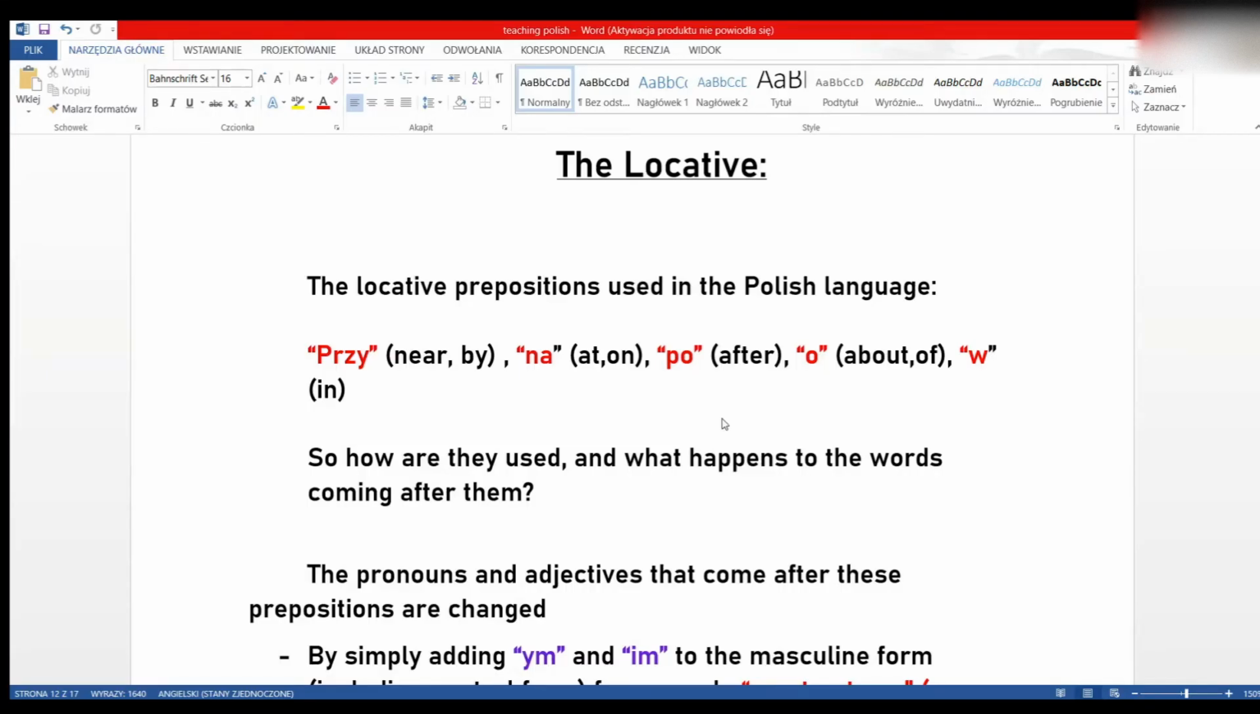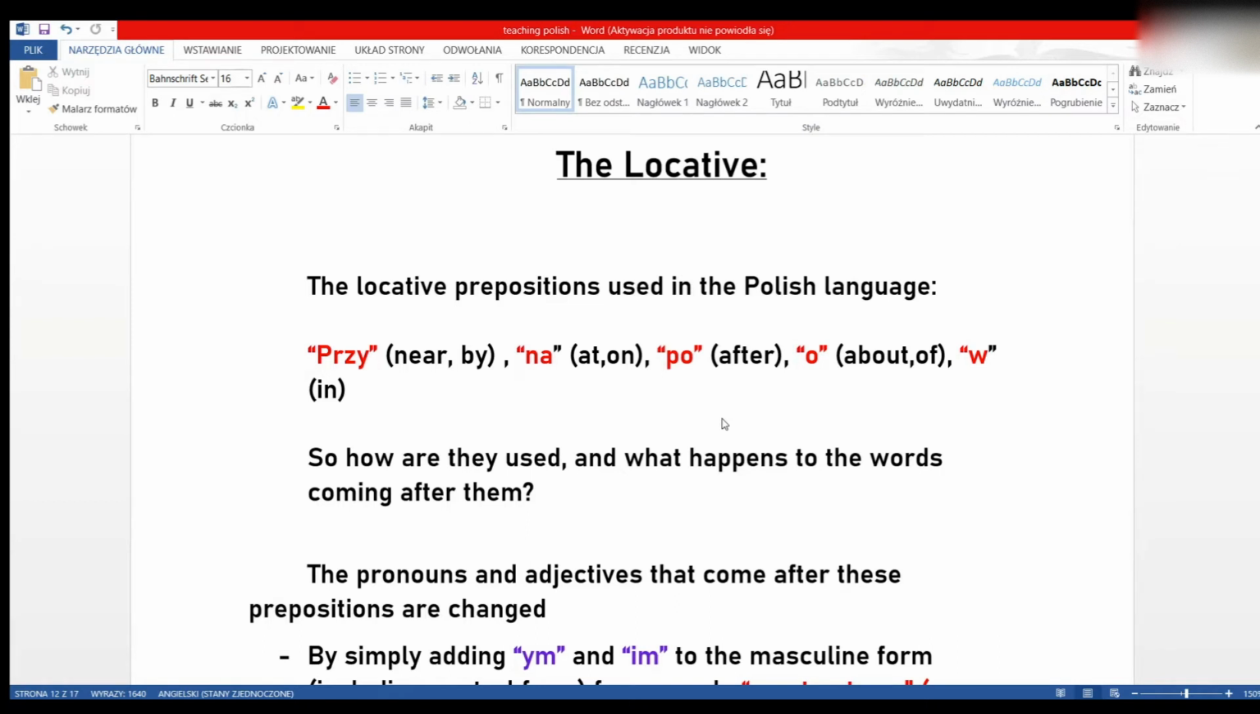Hey everybody, so in this video I'm going to be talking about the locative. The locative in Polish means that something is happening in a place or on that place, and it can also mean about this place or about this subject.